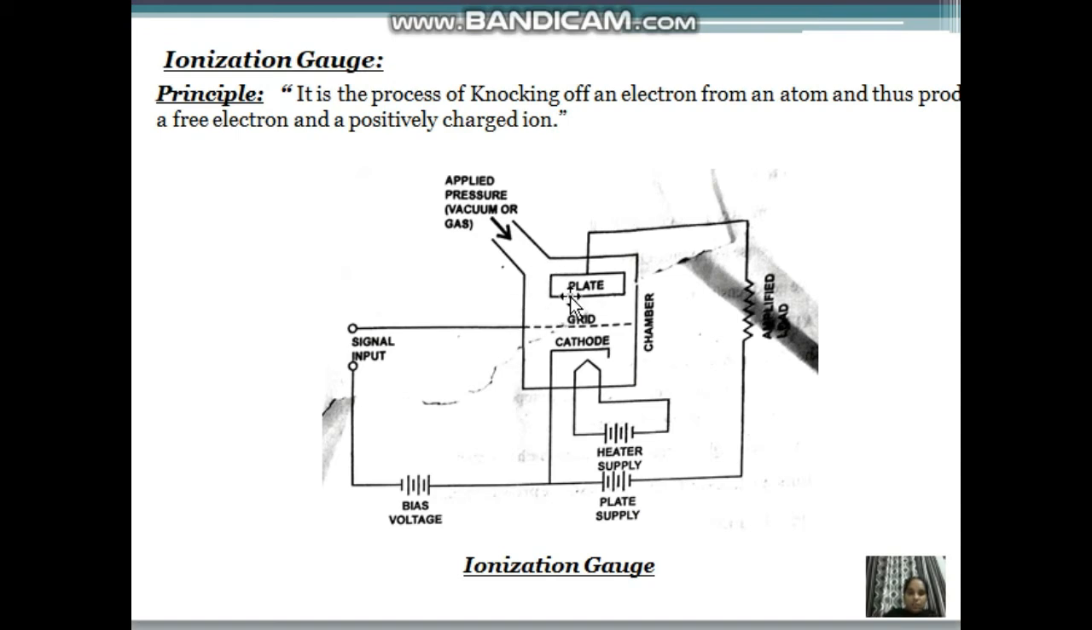Now if you see the operation, pressure to be measured is connected to the chamber. The grid draws the electrons from the cathode and these electrons collide with the gas molecules and thereby cause the ionization of the gas molecules. The positively charged molecules are then attracted to the plate anode, causing a current flow in the external circuit. The measurement of this current becomes a measure of the applied gas pressure. So this is the working of ionization gauge.